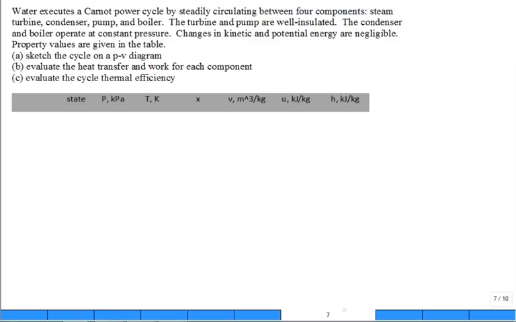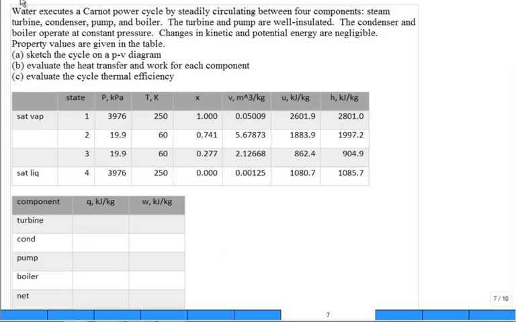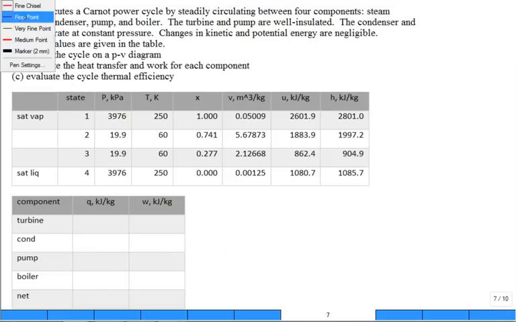All right, this problem will take the rest of the time. Ready to get started on it? So water executes a Carnot power cycle. When you see this word Carnot, what do you think? Maximally efficient, no irreversibilities. Everything is reversible. And the Carnot power cycle would be broken into 4 processes or 4 components. Either way, let's read the rest of the problem.